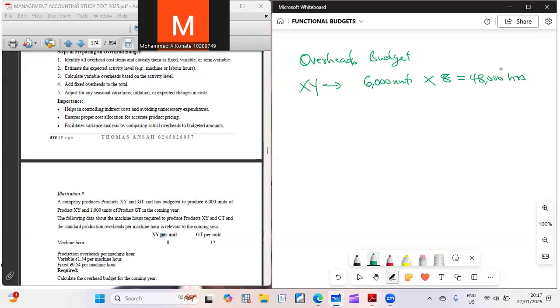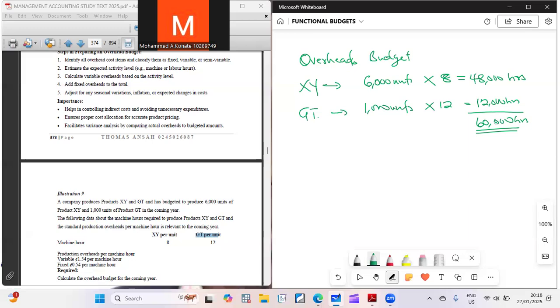Machine hours. So when you pick the second product, which is GT, you could see that for product GT, it is 1,000 units, and the hours needed is 12 per unit. So you multiply that and you have your 12,000. Now, when you put the 12,000 and the 48,000 together, you have 60,000 machine hours. So these are the hours that, according to the question, there are.